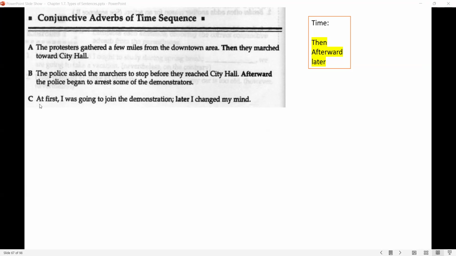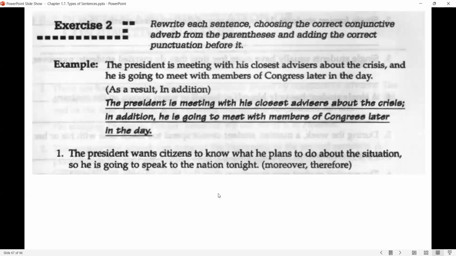Example C, at first I was going to join the demonstration. Later, I changed my mind. So then, afterward, and later are related to time sequence. All right, now pause the video and choose the correct conjunctive adverb that you have in parentheses.